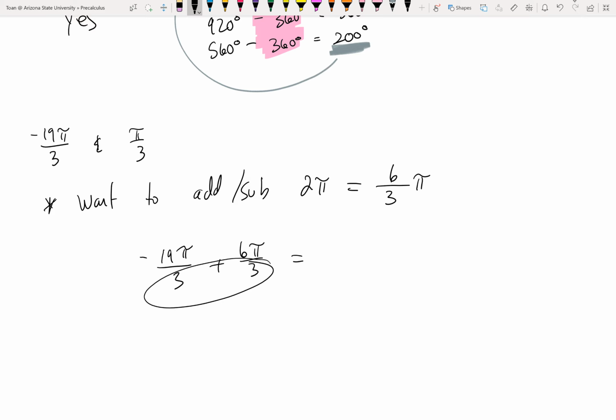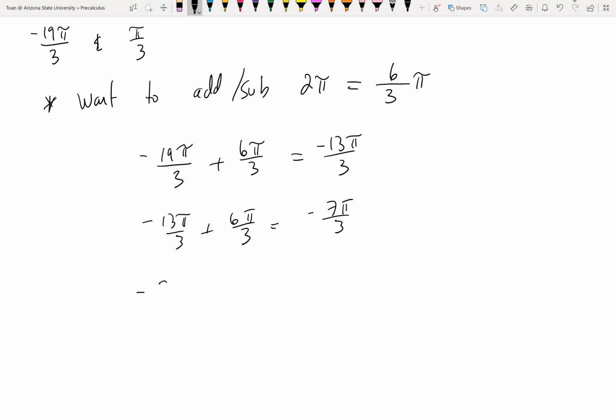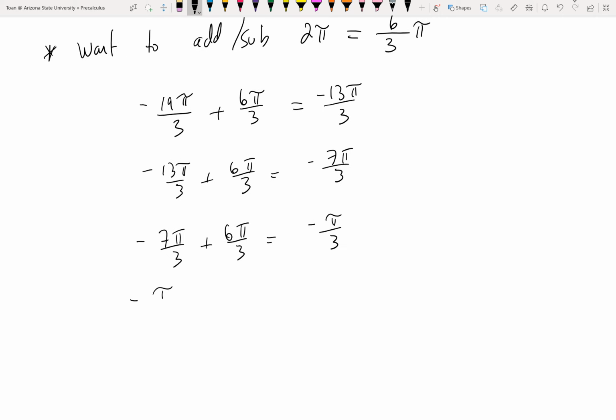Well, since the denominators are already the same, you just work with the tops. Negative 19 plus 6 is negative 13 pi over 3. Not enough. Negative 13 pi thirds plus 6 pi thirds is negative 7 pi thirds. Not enough. Keep adding. Negative 7 pi thirds plus 6 pi thirds is negative pi thirds. Not enough. Keep adding. Negative pi thirds plus 6 pi thirds equals 5 pi thirds.